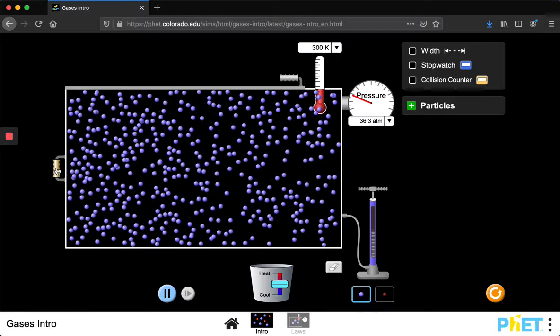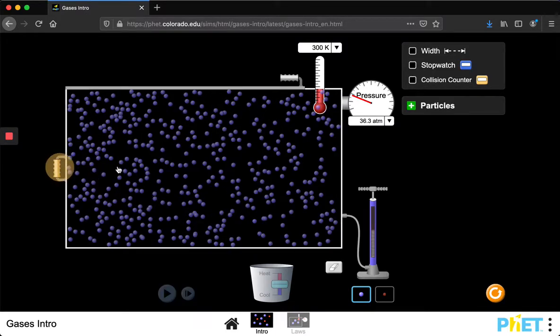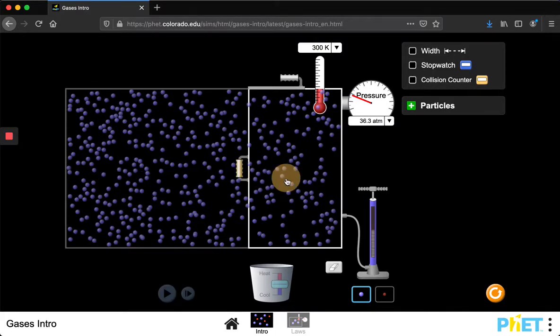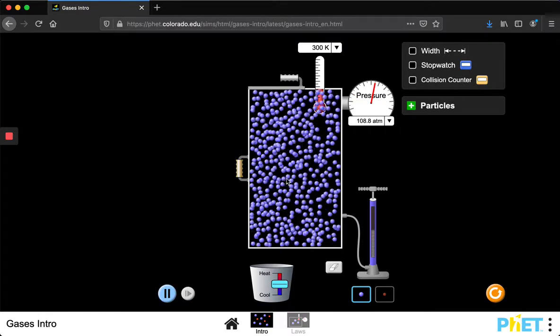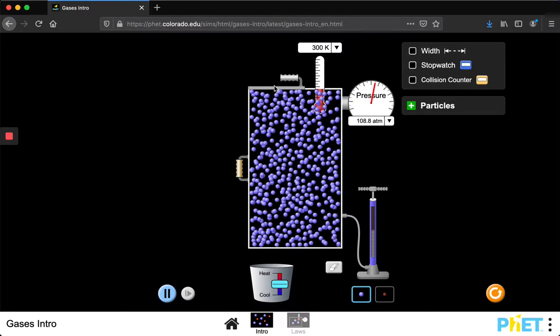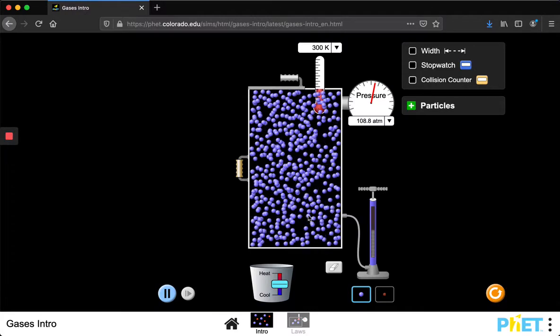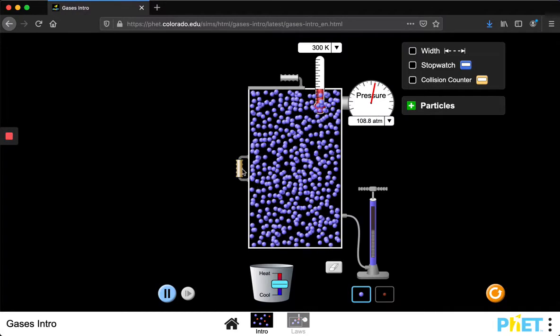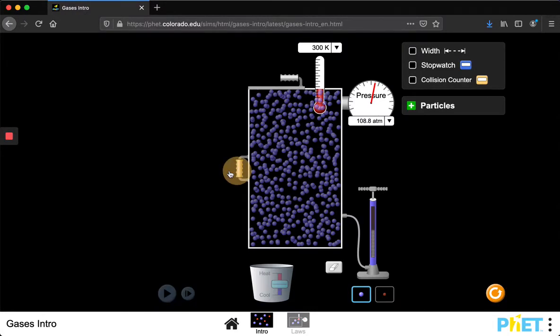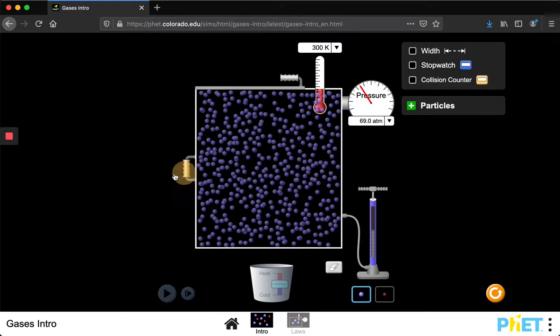Now, if I make the container really, really small, we should see the pressure go right up. That's because now there's loads and loads of collisions with the wall of the container. You can see the pressure's gone right up to 108 atmospheres. So I'm going to put it back to where it was before.